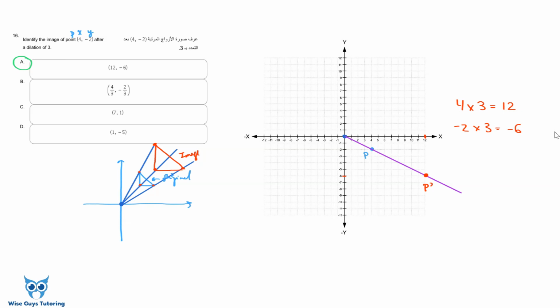Now, anytime you have a dilation, if they give you a point and you're doing a dilation with the center being the origin, basically all you have to do is multiply your factor by your coordinates. So we could have just done (4, -2) times 3, which gives you (12, -6). So that's the new coordinate of the image. Okay, let's move on to question 17.